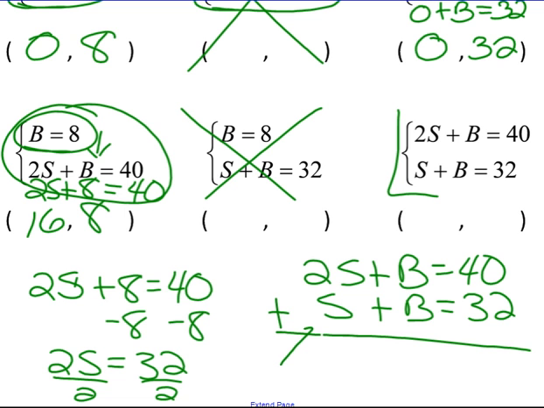So I think maybe we'll eliminate the s. It doesn't really matter. We can eliminate the s or the b. It doesn't matter. So let's eliminate the s. And in order to do that, if this is a positive 2, then this needs to be a negative 2. And for that to be a negative 2, we have to multiply the equation by negative 2. So multiply the bottom one by negative 2.